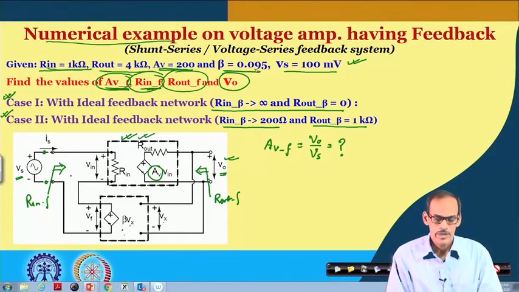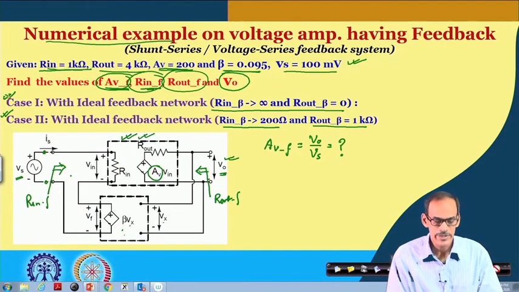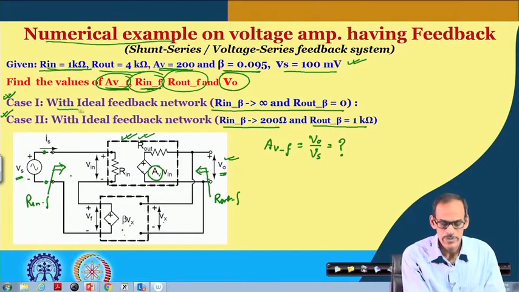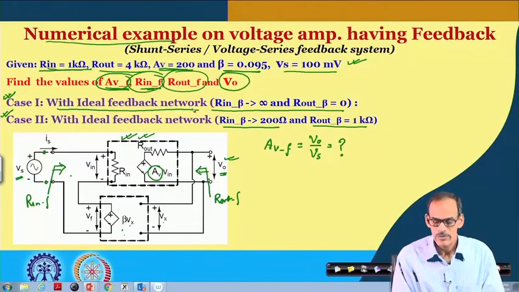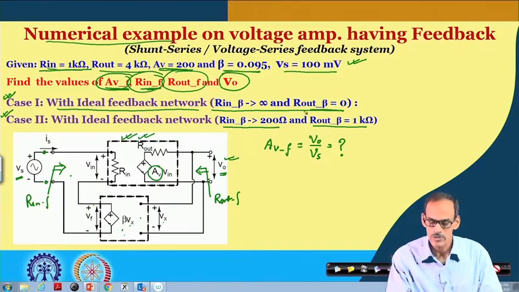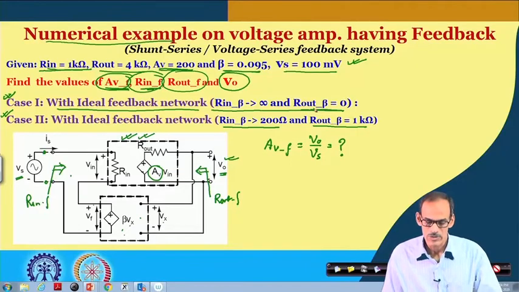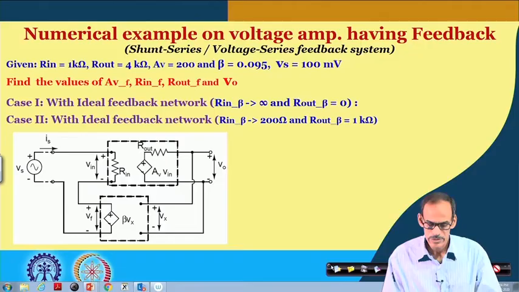0.095. So, to start with, let us consider this relatively simpler case 1, where we consider an ideal feedback network having an infinite input resistance, and its output resistance, on the other hand, is 0, as we are generating voltage. So, 0 output resistance creates the ideal Thevenin equivalent voltage. So, let me clear the board.